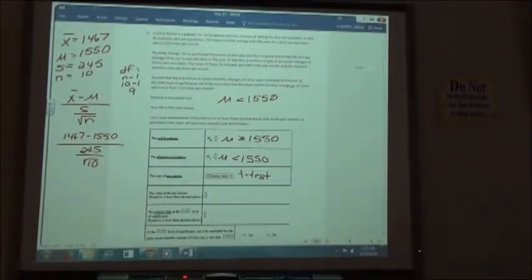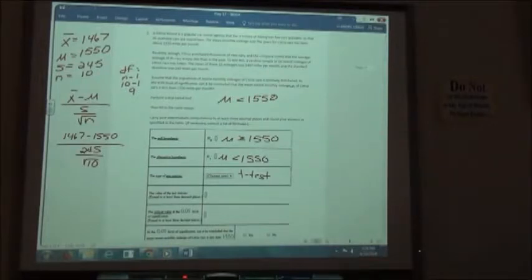Okay, are you using the Alex calculator? Yeah. Okay, so we are going to do the 1467 minus the 1550. Then we're going to highlight that and do the divided by. On the bottom, we're going to do the 245 divided by square root of 10. So when I have more than one thing with adding and subtracting and we want the whole thing divided by something, then we're just going to highlight it. Okay?